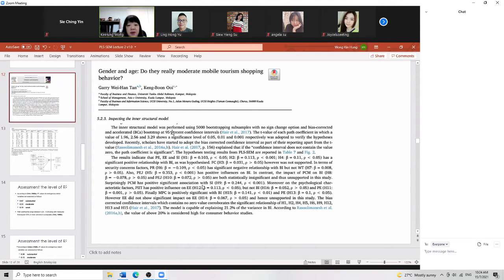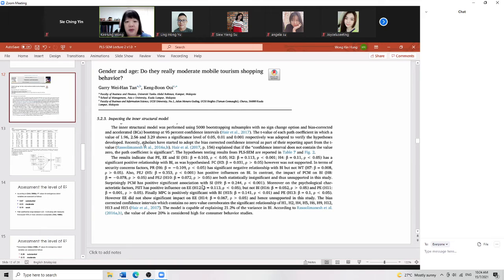Inner structural models, all right, was performed using 5,000 again with bootstrap. This one, later as you use Smart PLS, 5,000 is the max. It can be the maximum, but you can use 1,000, 3,000. It's just that 5,000 takes a longer time to bootstrap, okay? At 95% confidence interval, so p-value of this path coefficient, all right, is at 1.6, 2.5, shows a significance level of 0.1, this one, all right?